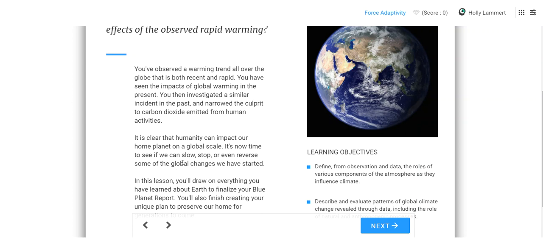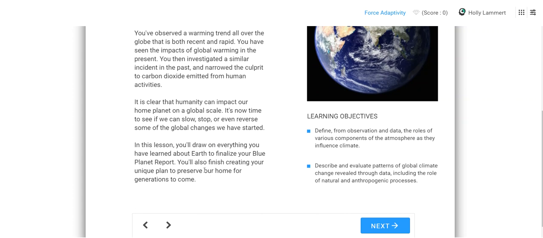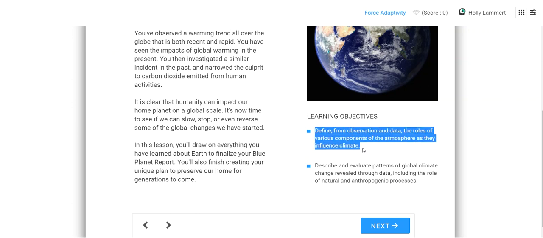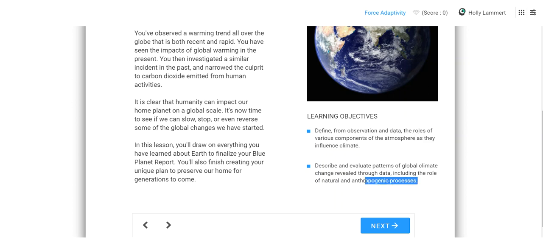In this lesson, you'll draw on everything you have learned about the Earth to finalize your Blue Planet report. You'll also finish creating your unique plan to preserve our home for generations to come. Out of this lesson, we should be able to define, from observations and data, the roles of various components of the atmosphere as they influence climate. Describe and evaluate the patterns of global climate change revealed through data, including the role of natural and anthropogenic processes.